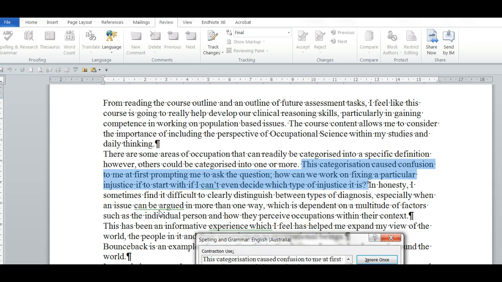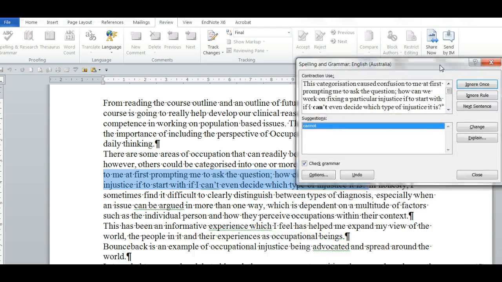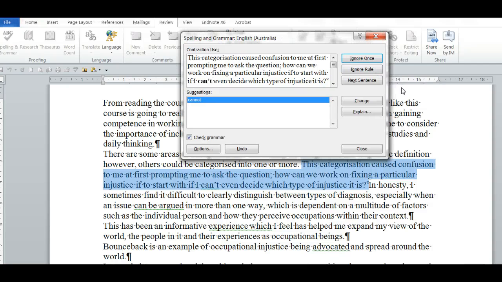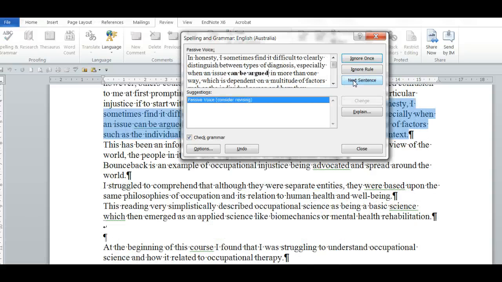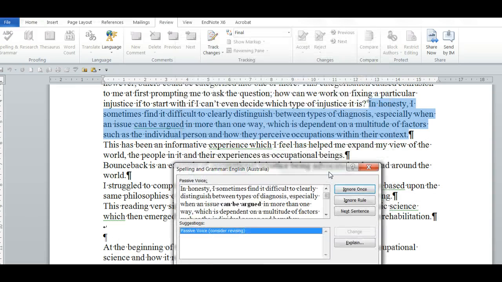Let's see. Can't. I don't mind contractions, but in formal writing, you may want to eliminate the contractions. Like for Sam's class, you might have to eliminate contractions. In honesty, I sometimes find it difficult to clearly distinguish between types of diagnosis, especially when an issue can be argued in more than one way.